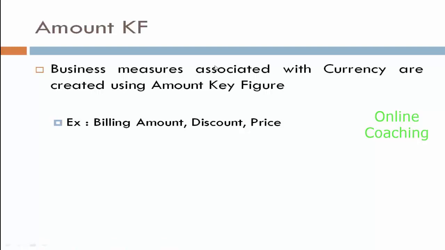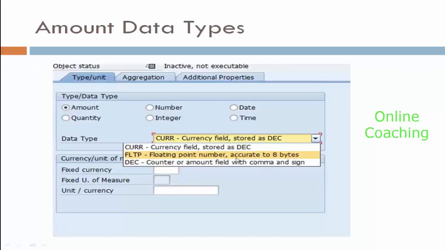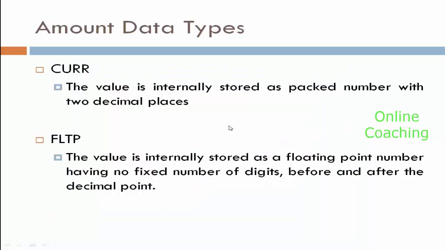Then we have data types in amount. By default, it will be the currency field. Then there are 2 additional options, FLTP and DEC. FLTP is a floating point number, accurate to 8 bytes. DEC is a counter or amount field with the comma and sign symbol. Currency is obviously internally stored as a packed number with 2 decimal places, 0.00.